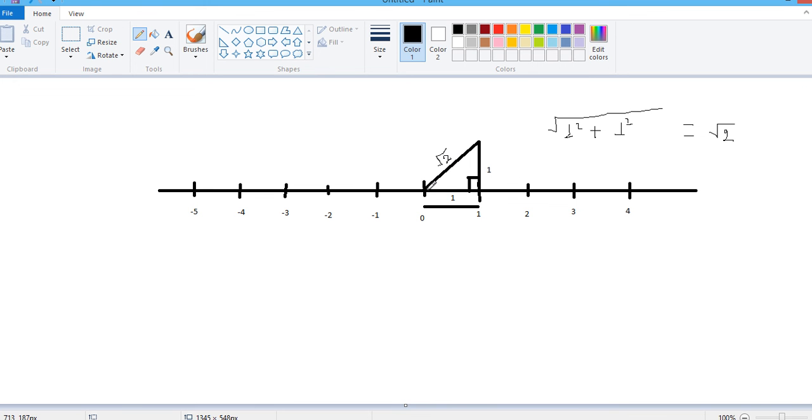Now you can take a compass. You can put the compass here and draw the arc from here to here. So this value will be root 2, right? Because these both are the same length. So this is root 2.